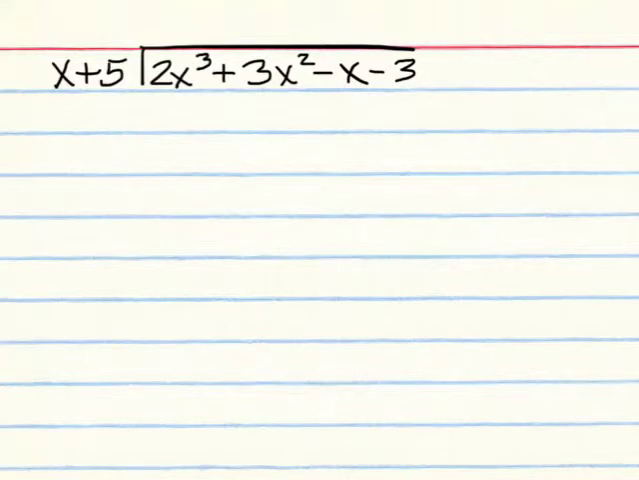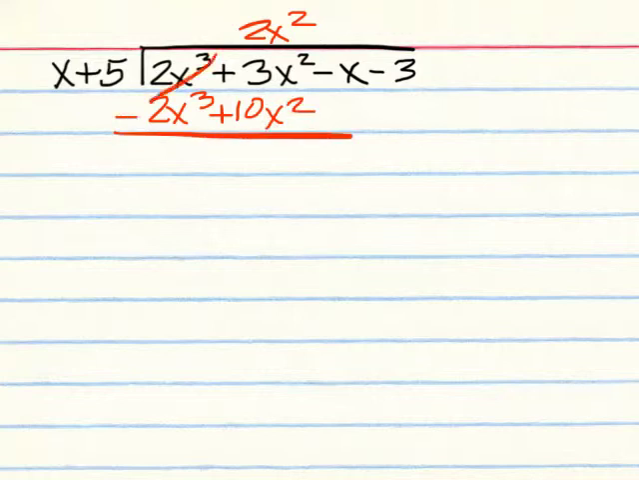Solution for the practice. We need x times 2x squared to get 2x to the third, and then also multiply that by the 5 to get 10x squared. Subtract, and these cancel out. 3 minus 10 is negative 7. And drop the minus x.